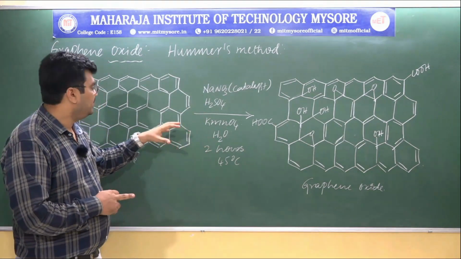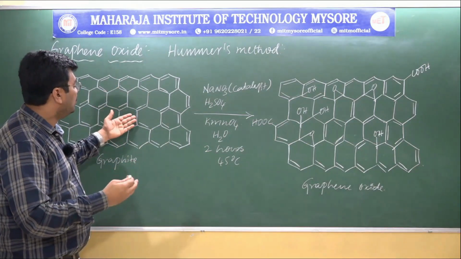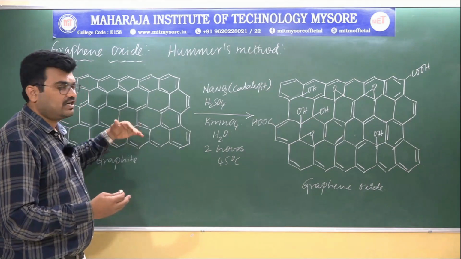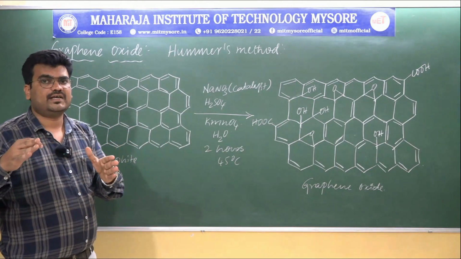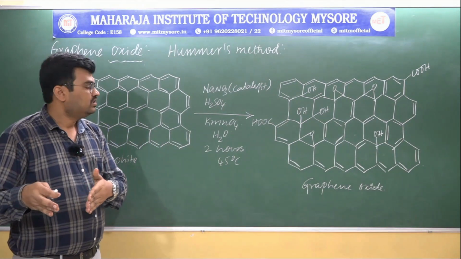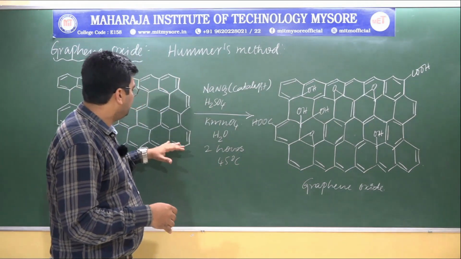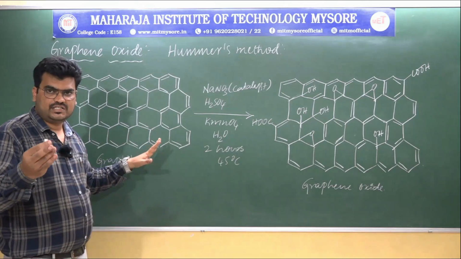Our aim is to take out one atom thick layer of these carbon atoms from this graphite and separate it, and that is called graphene, right? That's why first you have to do the oxidation. The first step involved in this preparation is oxidation.